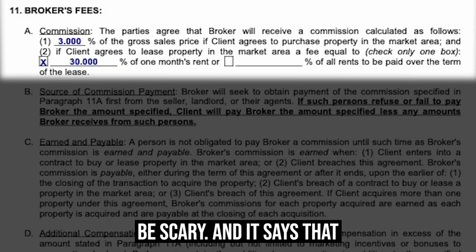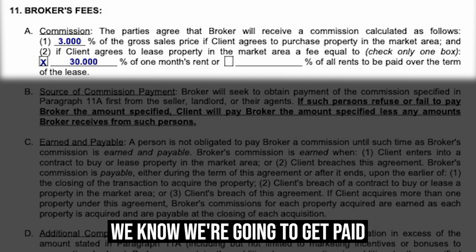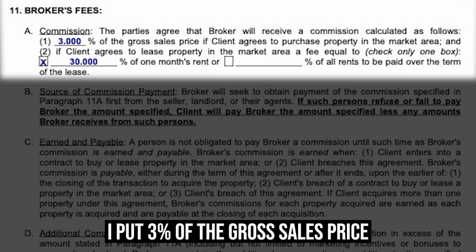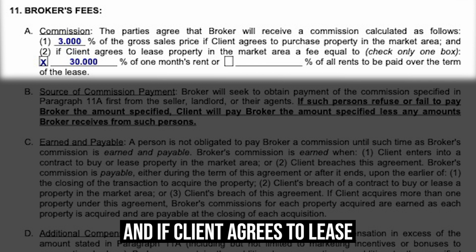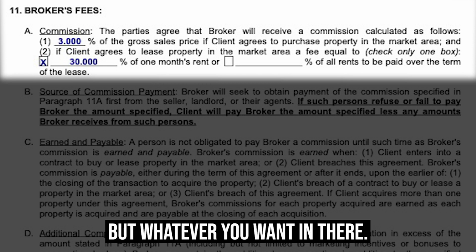because this paragraph can be scary. And it says that the parties agree that broker will receive a commission, right? We know we're going to get paid a commission, and you put what percentage you want in there. I put 3% of the gross sales price if client agrees to purchase property in the market area. And if client agrees to lease the property in the market area, fee equal to, I just put 30%. You can put 50%, you can put whatever you want in there.